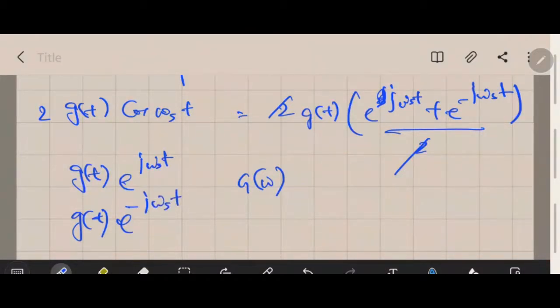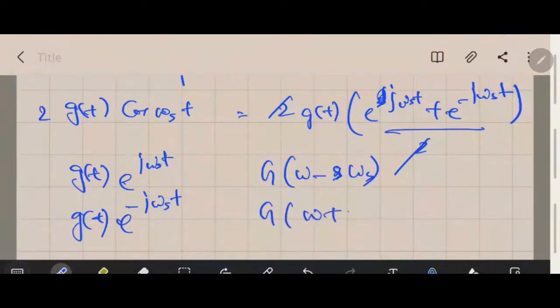Can you tell me? Just use the frequency shifting property of the Fourier transform and tell me now, what will be the Fourier transform of this? Yeah, g of omega minus omega s. Similarly, for the second term, it would be g of omega plus omega s.